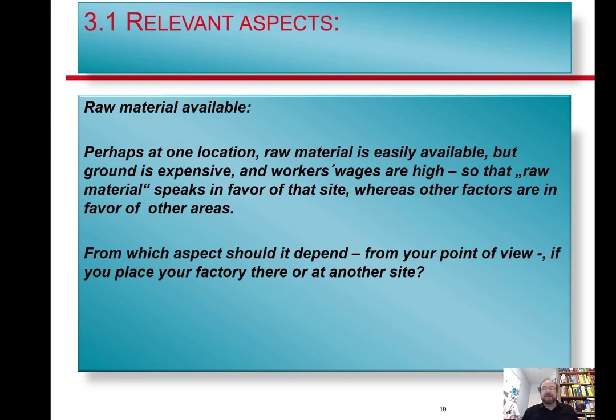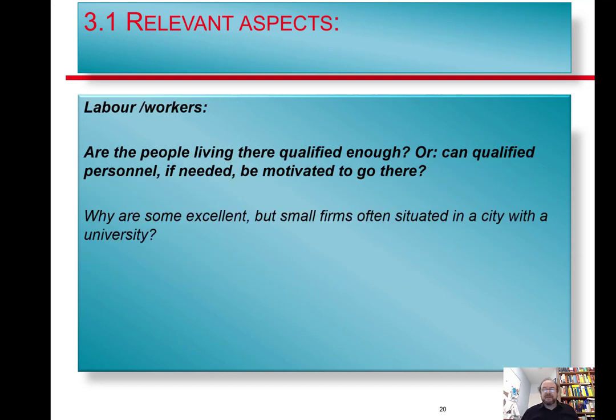Naturally, you'll always have many things to keep into account. Perhaps somewhere raw material is easily available, but the land is extremely expensive and workers' wages are high. So the raw material aspect is for the one location, the workers and wages aspect is for the other one, and then you would have to decide what is more important for you. When it comes to labor and workers, I already told you, if you need qualified workers, can they find them at the place, or can you motivate the people to go there?